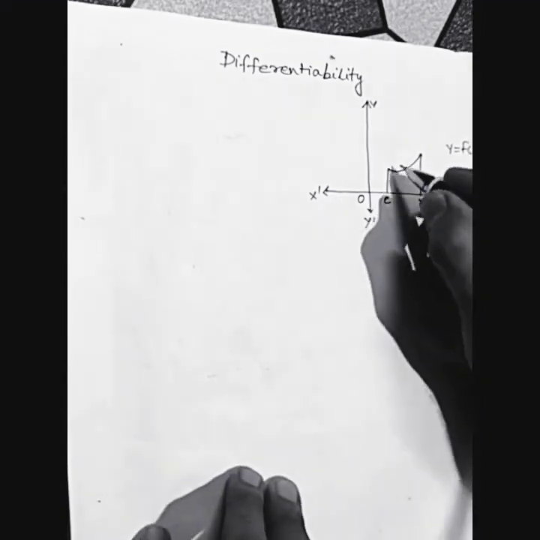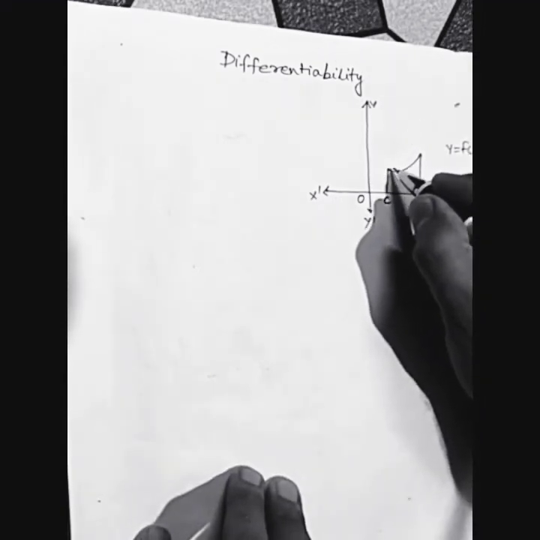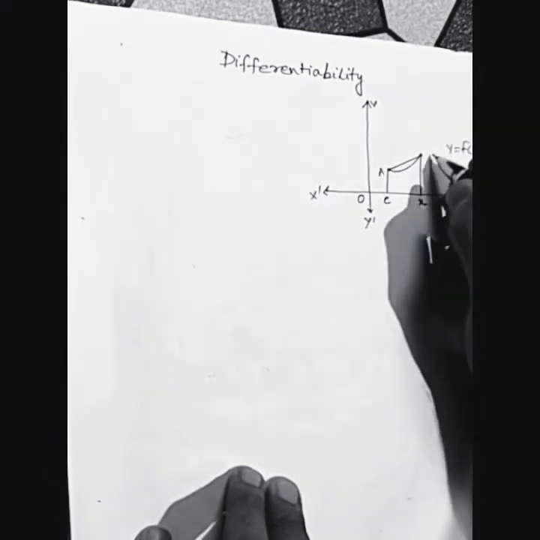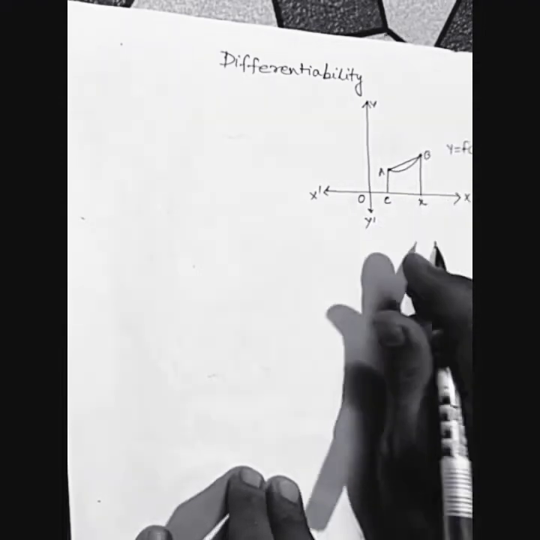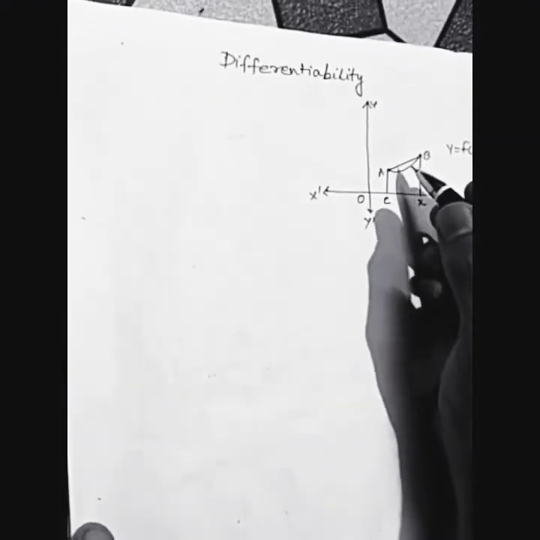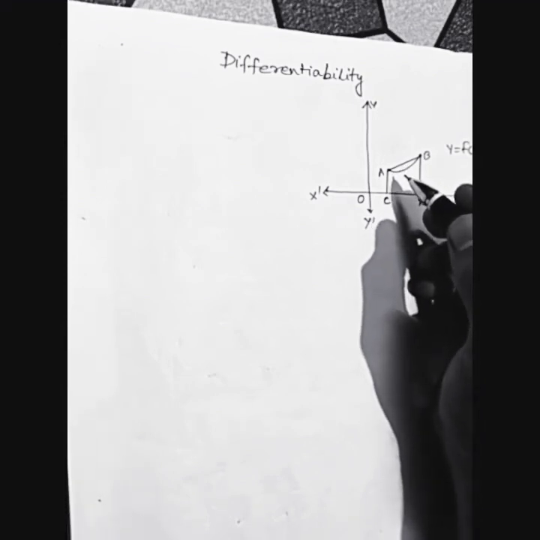Now see, I have joined this. Suppose this is the point A and B. Suppose I have joined A and B. So AB is called the chord. Okay, AB is called the chord.